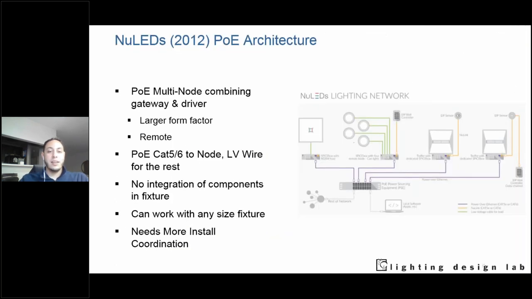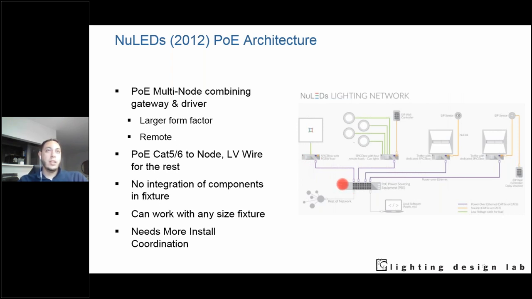The other system, the last one that we saw that I said began as a PoE company, that we wanted to talk about is NULEDs. And you actually saw this image earlier as well. But NULEDs, they have a PoE node, they call it a multi-node, that's gateway and driver. So this node, and this is their PoE node, similar to how Molex has their PoE gateway, this multi-node has a larger form factor. So you have more of a limiting ceiling space because this PoE node has a larger form factor. That's what connects to your PSE devices.